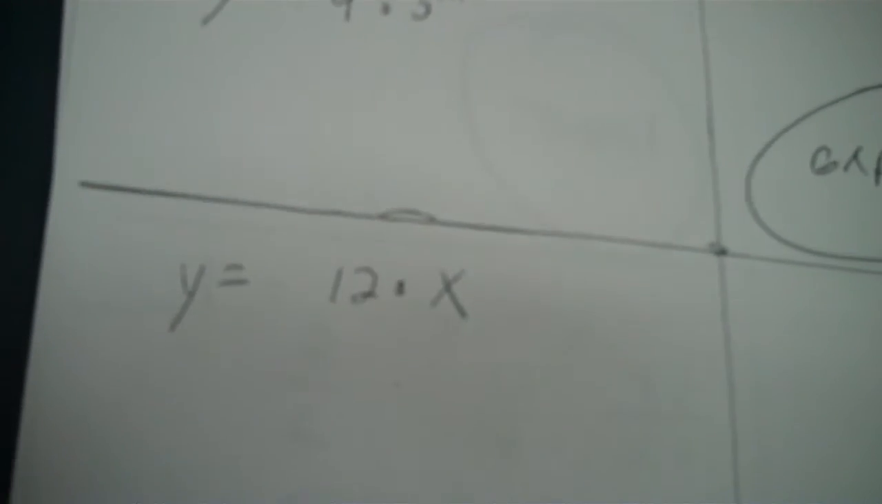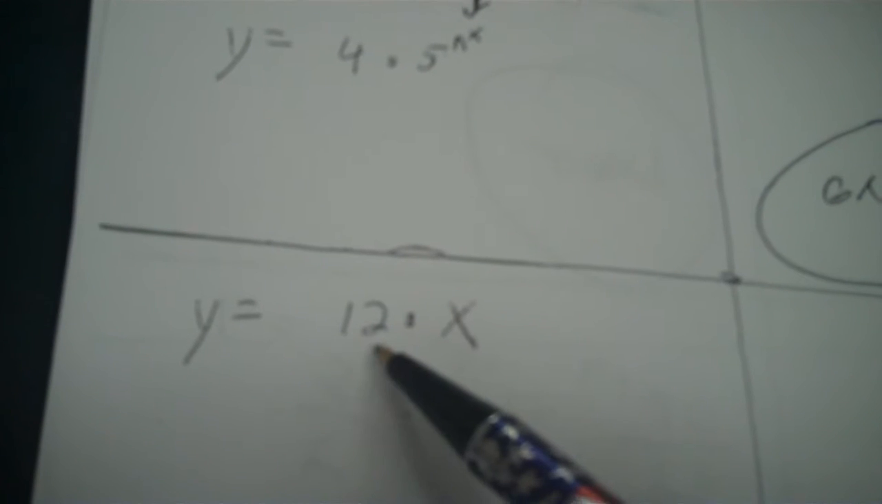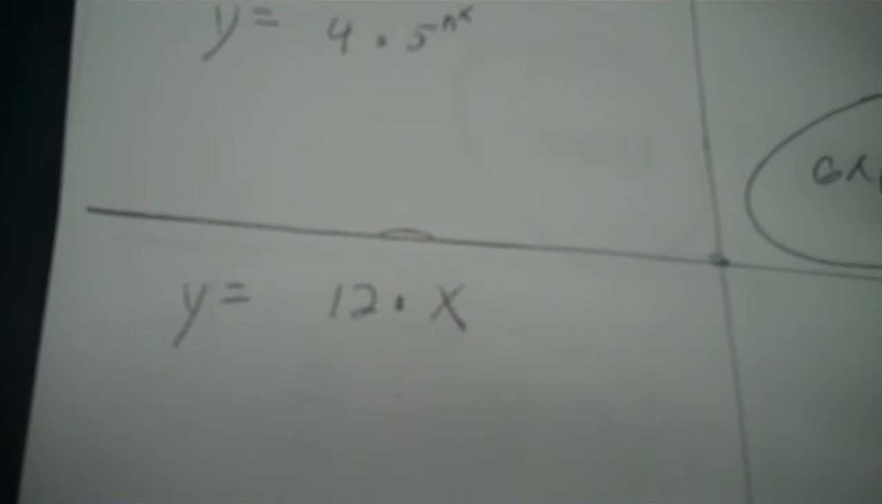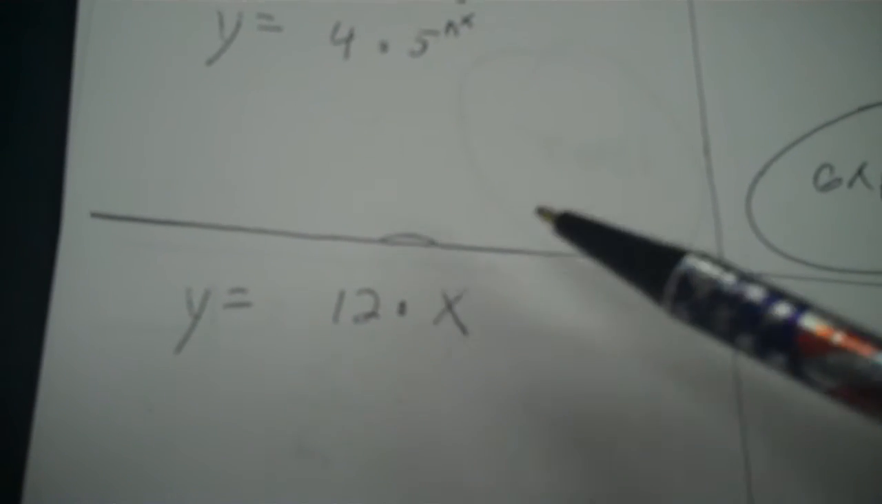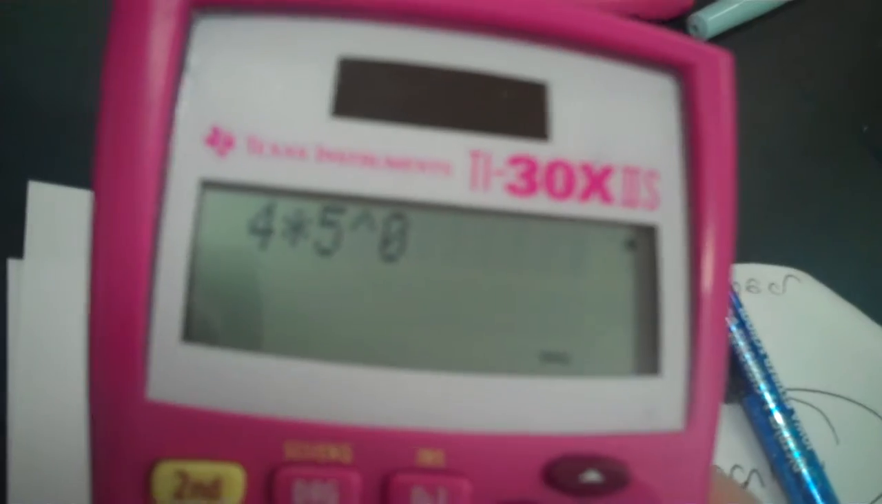Okay, y equals 12 times x. Now, what's the relationship of the 12 and the x here? Well, it's 12 times x. It's not 12 to the x power, it's 12 times x. That would be linear. Now let me explain why this is. Don't make the table. So if you go 0, 1, 2, here if you go 0, 1, 2, so 4 times 5 to the power of 0 is 4, because 5 to the power of 0 is 1, times 4 is 4.